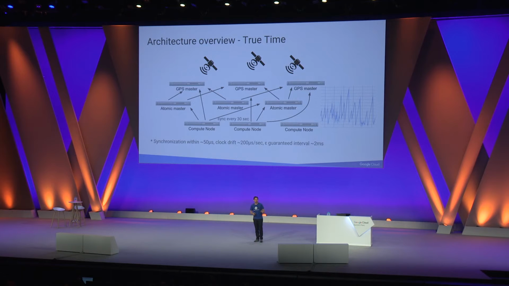Now, we synchronize these clocks. We describe it in our paper as roughly every 30 seconds. And as you can see there, the clock drift is about 200 microseconds per second. And so the interval that you get can get down to very low single-digit milliseconds.